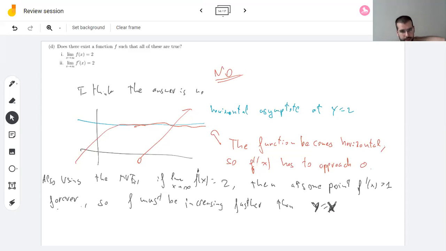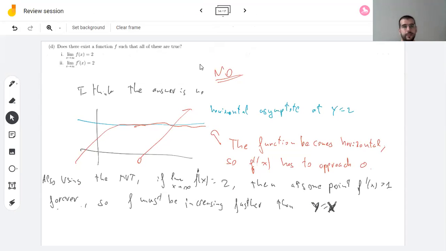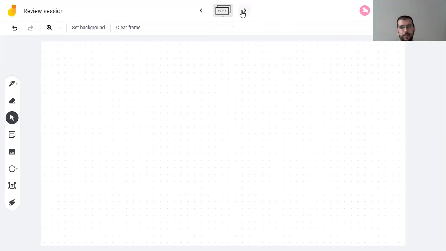And any sort of explanation like this that you give, for example, like it has to look horizontal, but the derivative doesn't allow it to look horizontal, that's good enough.